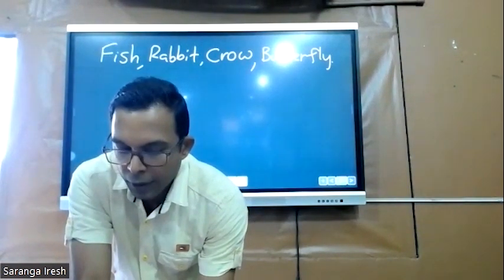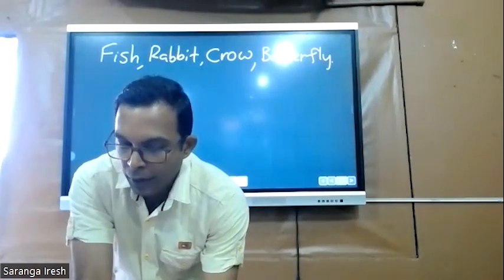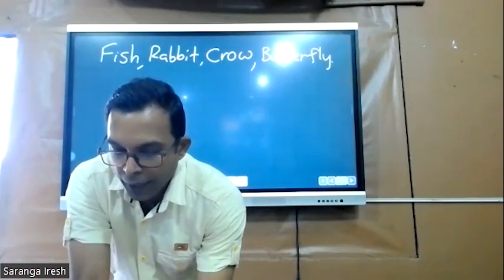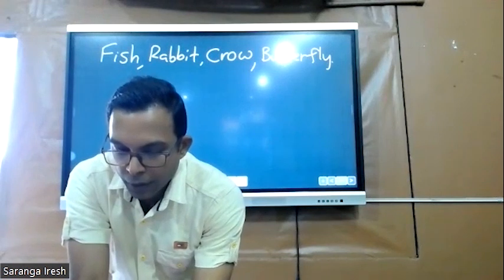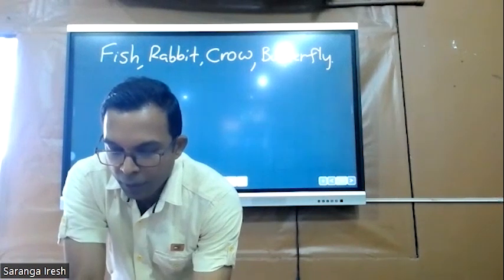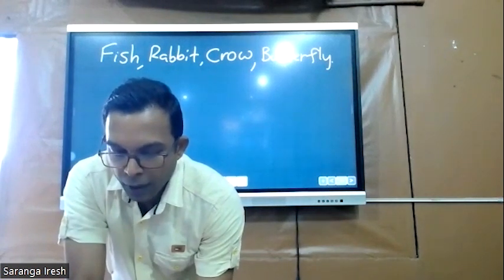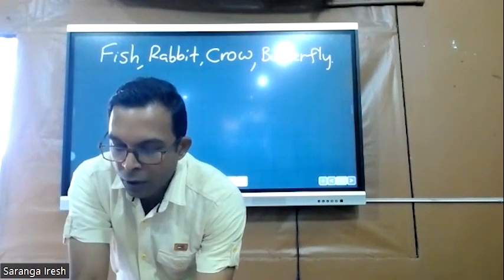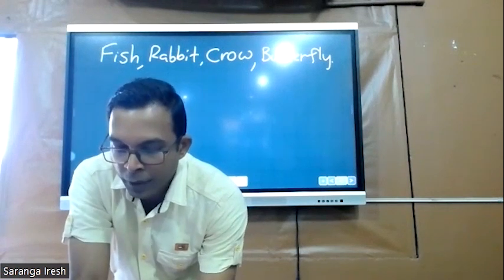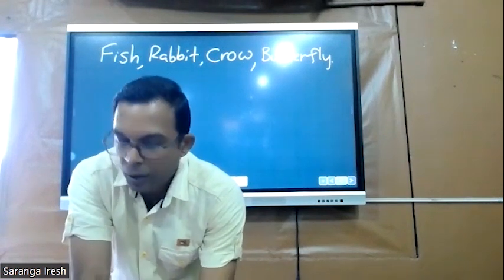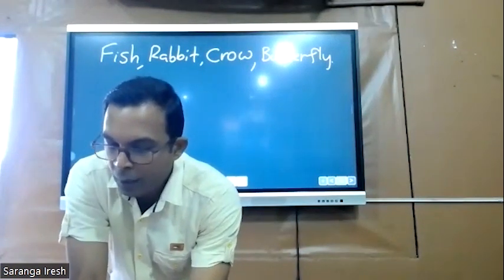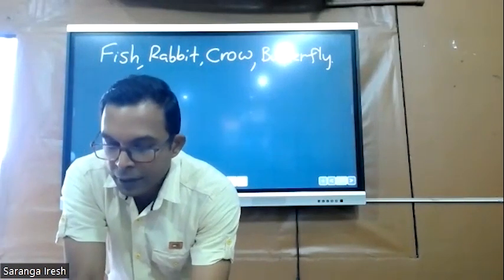Then, 2 pairs of wings present or absent. 2 pairs of wings are present in butterfly and beetle. 2 pairs of wings are not present in housefly. Therefore, I can write housefly. But I still have 2 organisms in this list, so I will take them, the butterfly and the beetle, to the next statement.